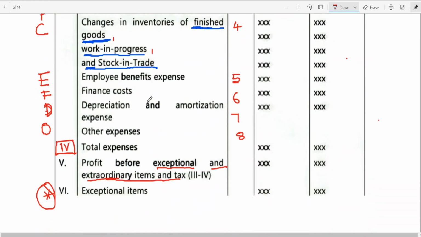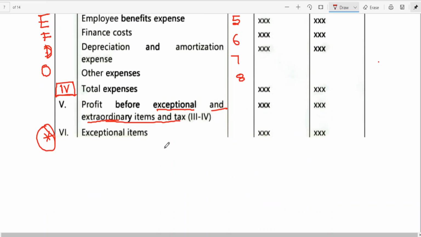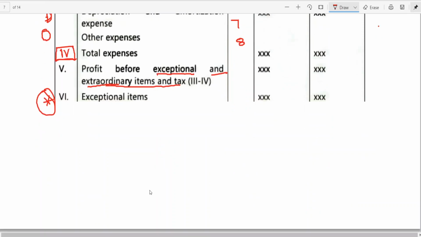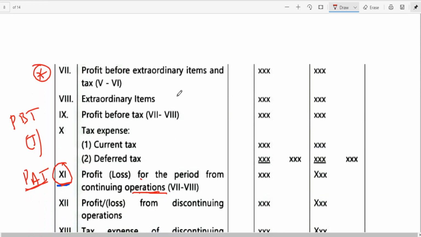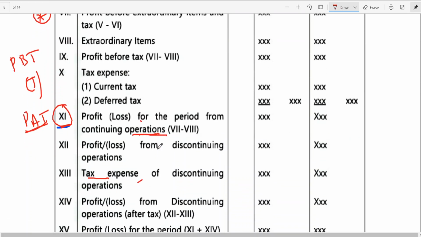Profit before exceptional and extraordinary items. Then from that you adjust exceptional item. Then you are getting profit before extraordinary item. You adjust extraordinary item. Then you will be getting profit before tax. Profit before tax minus tax expenses, current year and deferred tax. Then you will be getting profit after tax.